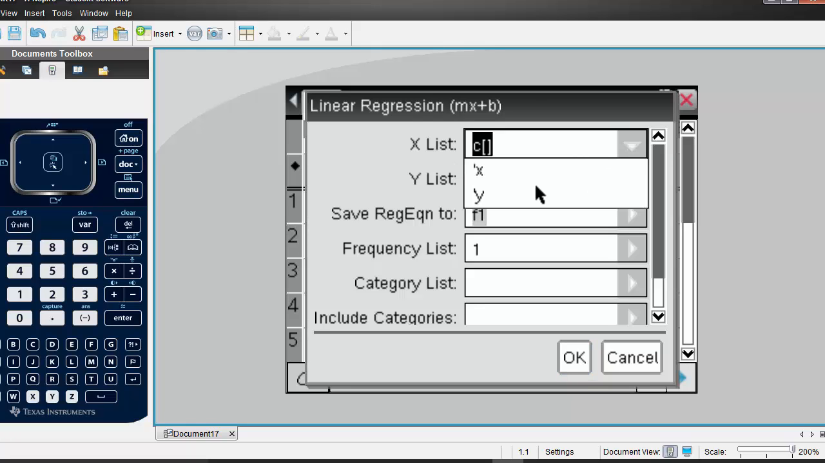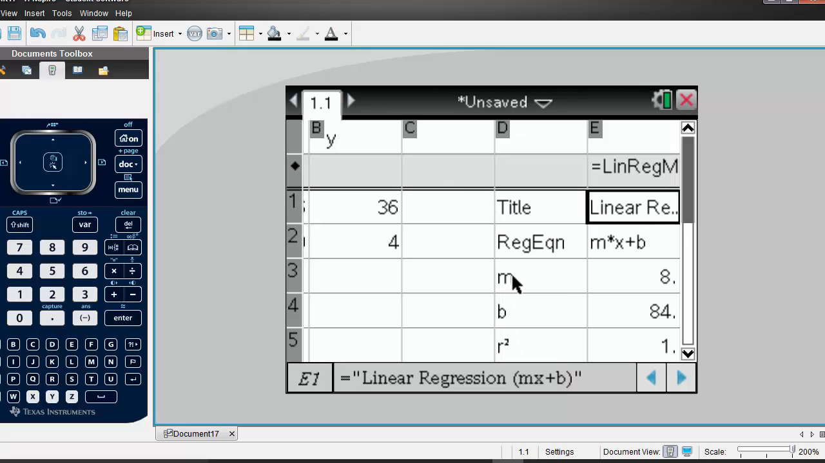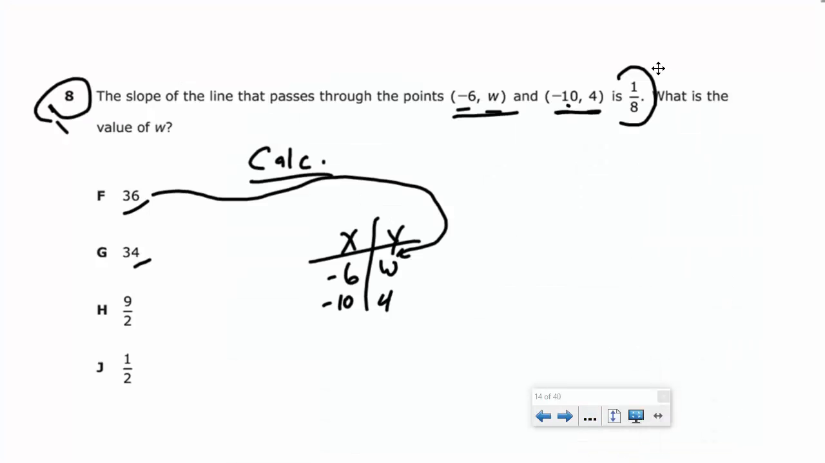So I select this, my X list. I'm going to click the drop down. I called that X. That's what I labeled the column. The Y list, I labeled that column Y, and I'll save this regression into F1, and I hit OK. It tells me that the slope of this line, if this value is 36, will be 8. Okay. Keep in mind though that this is not supposed to be 8. It's supposed to be 1/8. So this answer is wrong. This gave me the wrong slope. So this one's wrong. I'm going to cross this out.